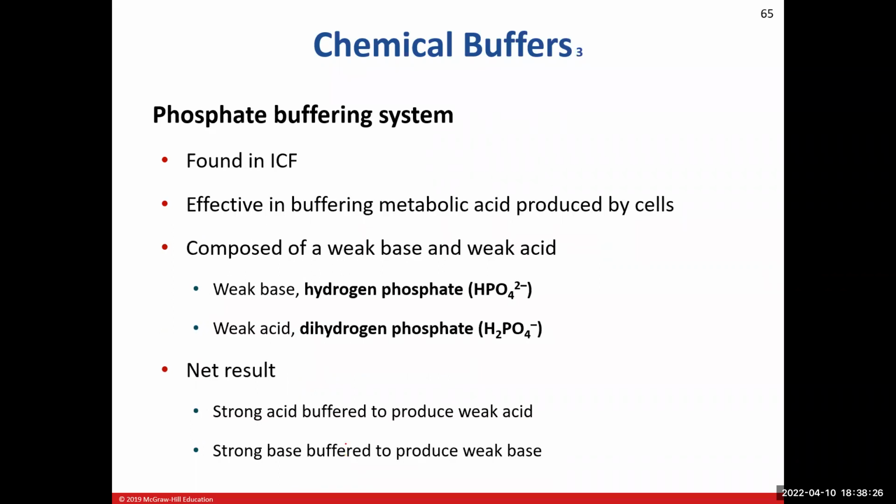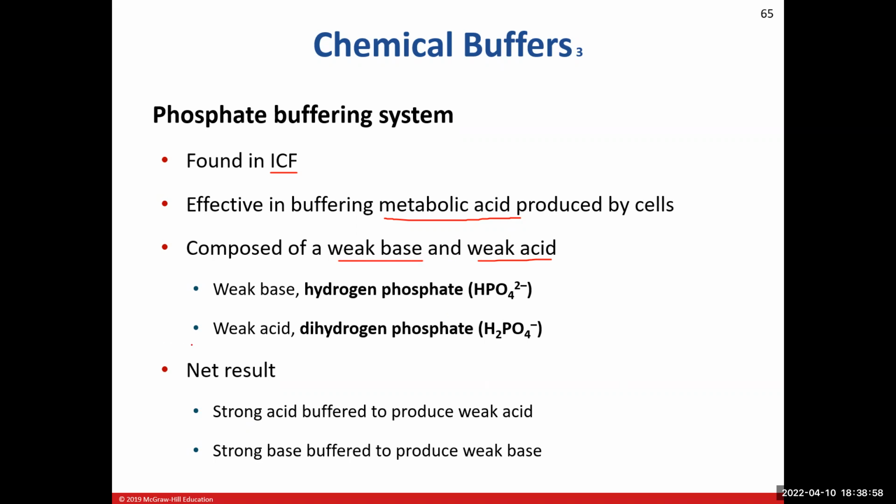What about our phosphate buffering system? Okay, our phosphates are found in the intracellular fluid here, right? And so their job is going to be to buffer the metabolic acids, that lactic acid that we talked about, the ketoacids and whatnot that are going to be produced by these cells. And so the phosphate buffering system can be a weak base and a weak acid. So you can see here, hydrogen phosphate, that's our weak base, and then our dihydrogen phosphate, that's our weak acid.